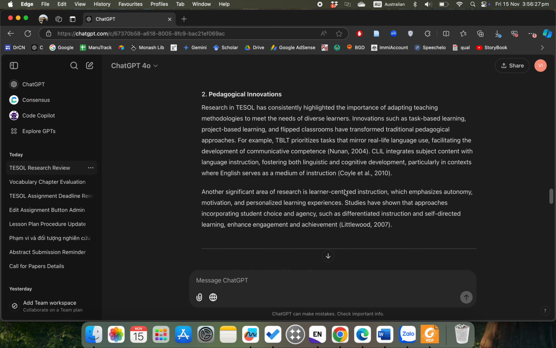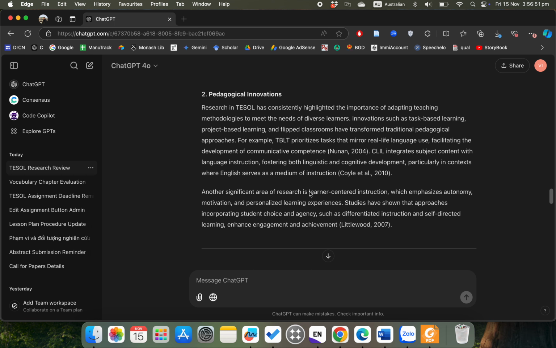And then it will say learner-centered instruction would emphasize autonomy, motivation, and personal learning experiences. All right. But still, learner-centered instruction is an approach. It's a very general approach. But in this heading, it's talking about innovation.